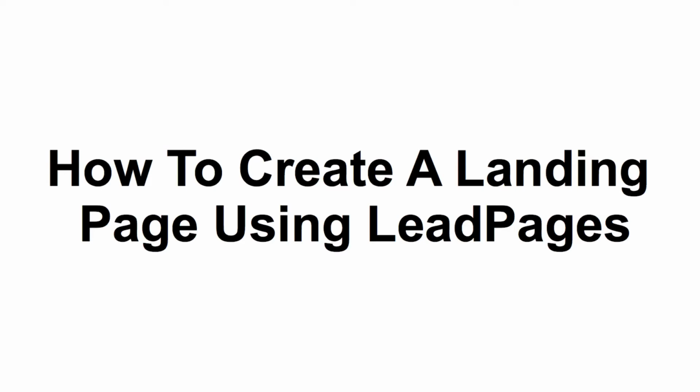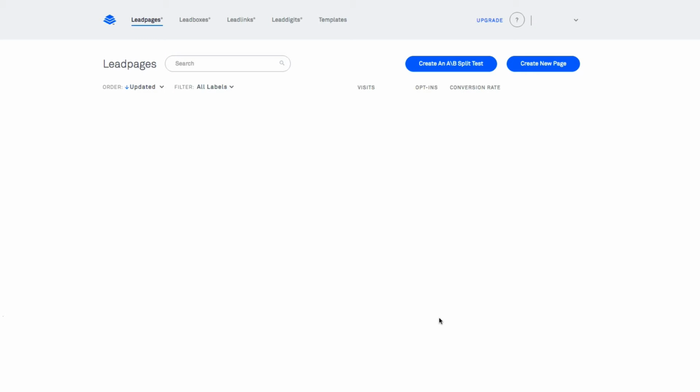In this video, I'm going to show you how to create a landing page using LeadPages. First of all, you need a LeadPages account. Once you're logged in, you want to go to LeadPages. You've got other options such as lead boxes, lead links, lead digits, and templates, but where you want to go is LeadPages to create a landing page to start capturing leads. And next, click on Create New Page.